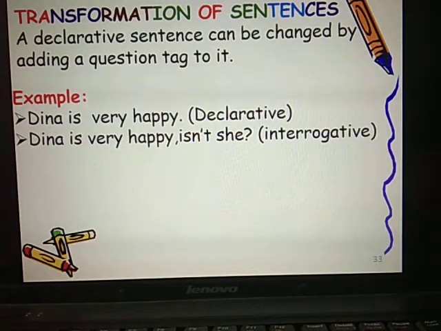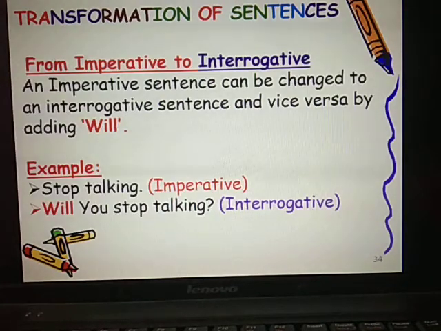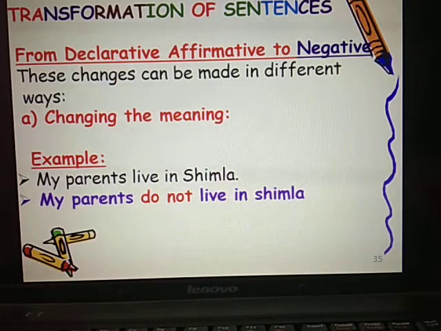A declarative sentence can be changed by adding a question tag to it. Like, Dina is very happy. Declarative. Dina is very happy, isn't she? An imperative sentence can be changed to an interrogative sentence and vice versa by adding will. Stop talking. It's an imperative. It's a command. So, will you stop talking? It has become an interrogative.